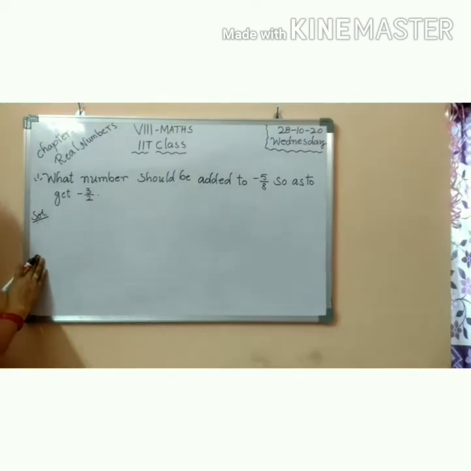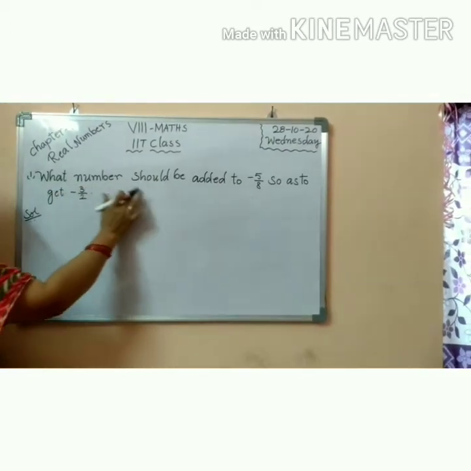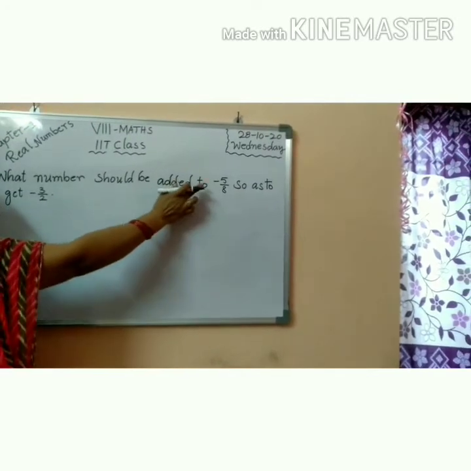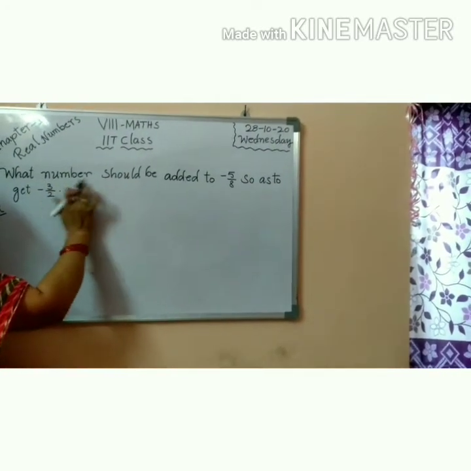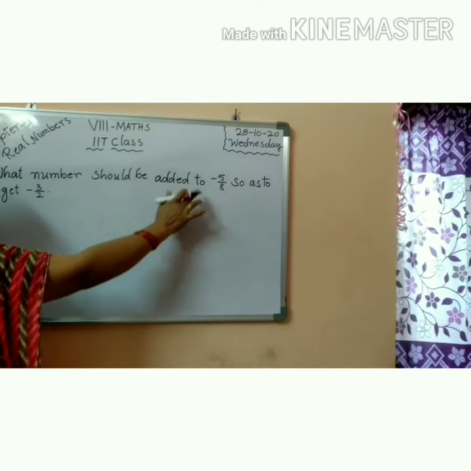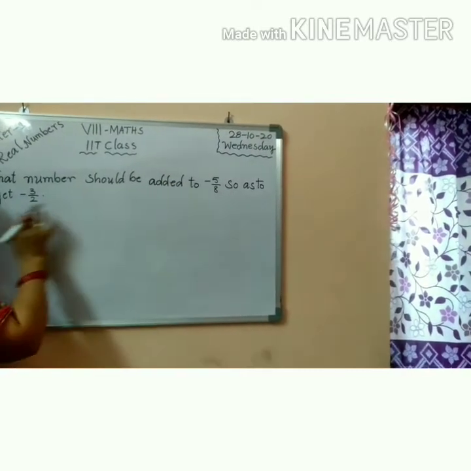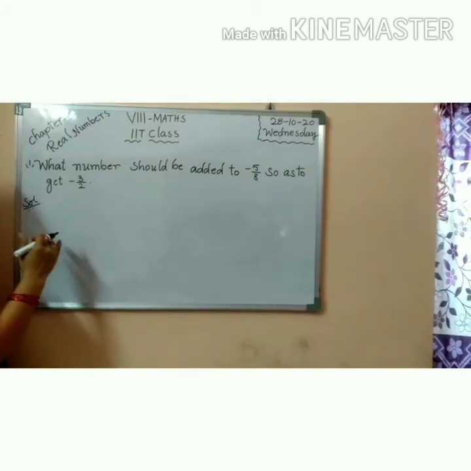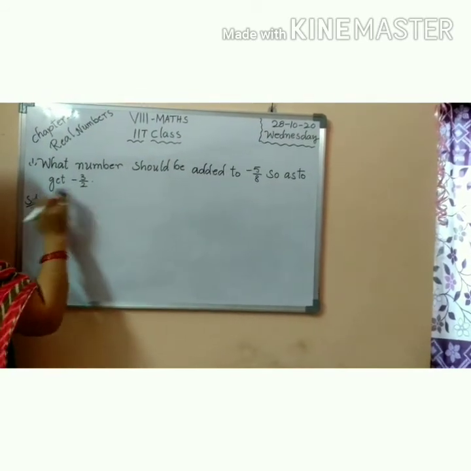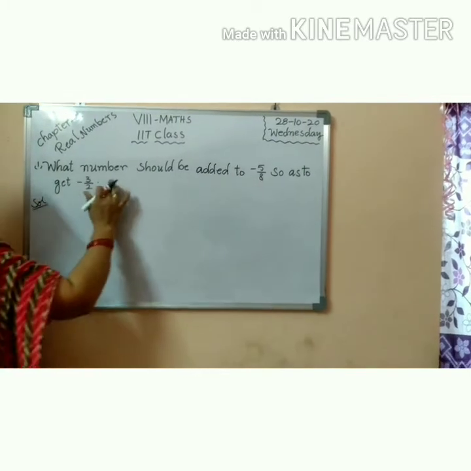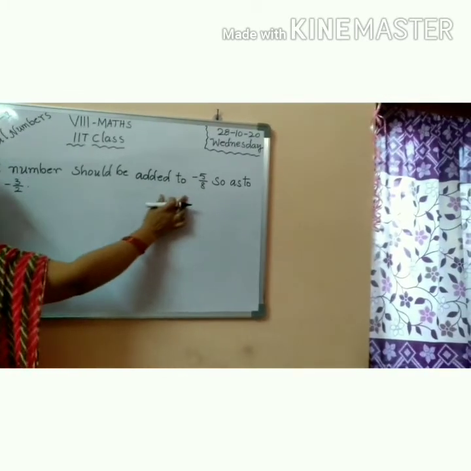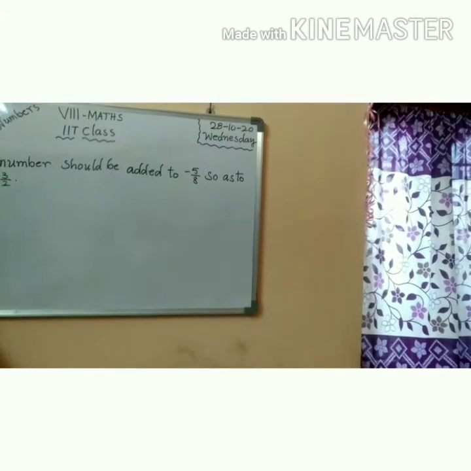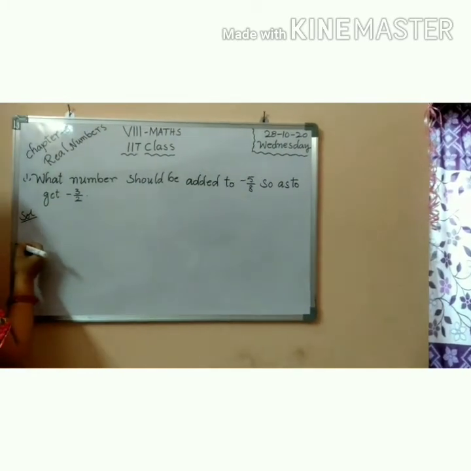Solve the problem. What number should be added to minus 5/8 so as to get minus 3/2? Did you understand, children? Which number is added to minus 5/8 so that we get minus 3/2? The number is not given.